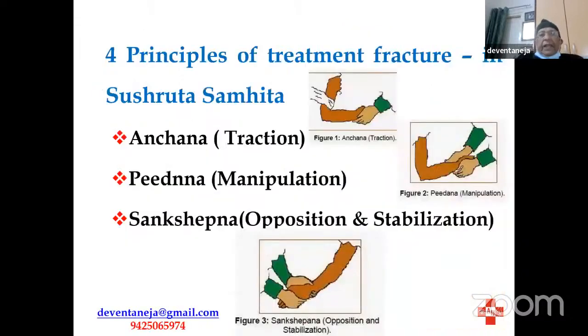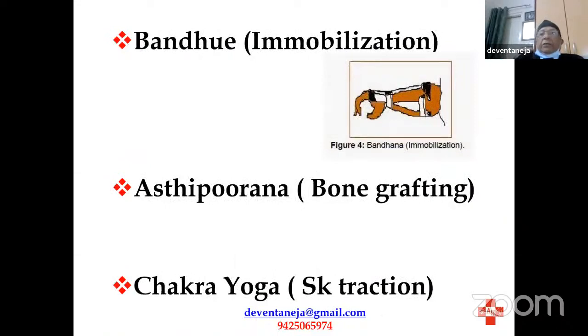This was done. And four principles of treatment of fracture in the Shushruta Samhita have been given very clearly. What he talked about: Anchana, that means you give a traction. Then he talked about Vedana, means you must manipulate it. And then he talked about Shepna, means opposition and stabilization. He talked about Bandhu, means you must immobilize it with any type of a splint. And Asthi Purna, that if you want to do some type of a bone grafting, and Chakra Yoga, where you want to give a skeletal traction.